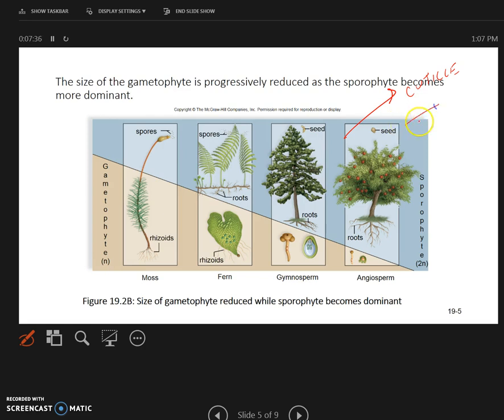So now what happens is the leaves are going to have holes, and these holes are called stomata. We are going to study that later. Actually, you should have covered that in 103. Through these openings, called stomata, gases come in and out.